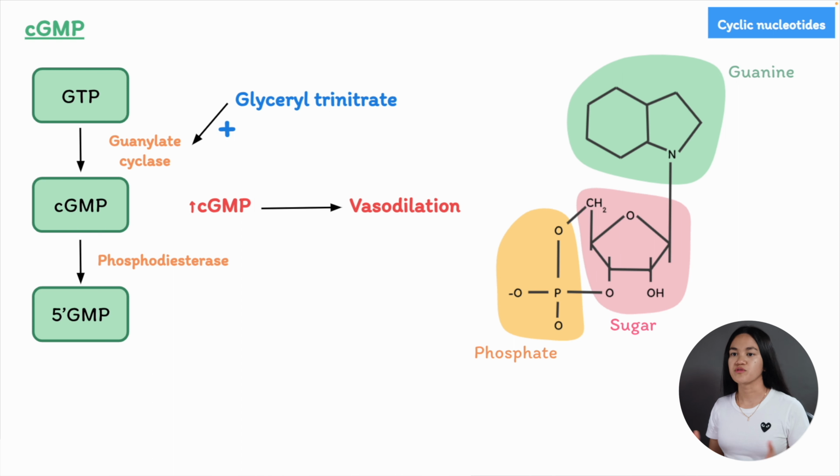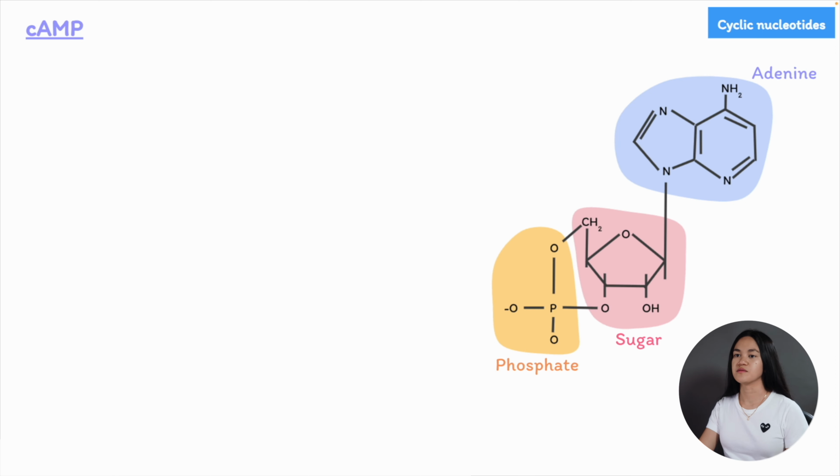Clinically, this means relaxed blood vessels reduce the heart's workload, helping it better match supply and demand. This is why GTN is helpful in conditions like angina. Remember cyclic GMP's role in widening blood vessels and aiding heart function. That's cyclic GMP. Let's move on to another important cyclic nucleotide, cyclic adenosine monophosphate, or cyclic AMP.